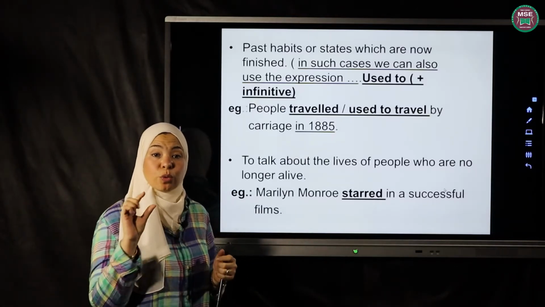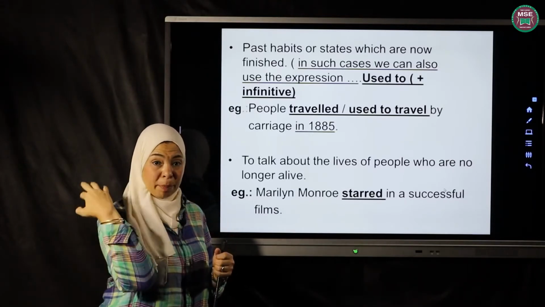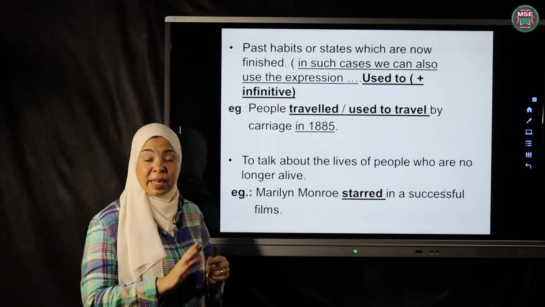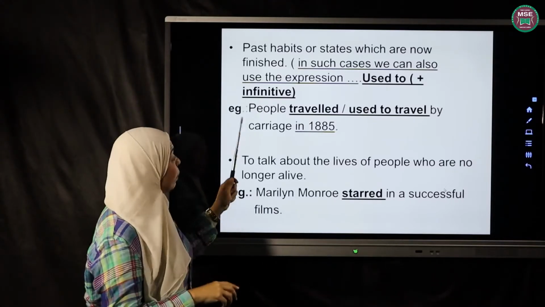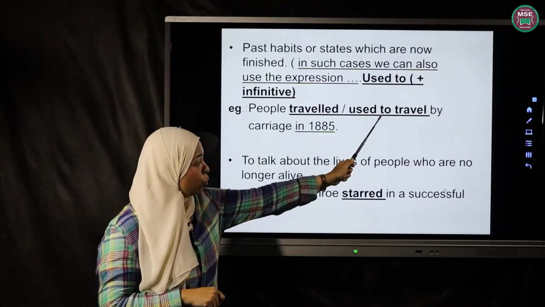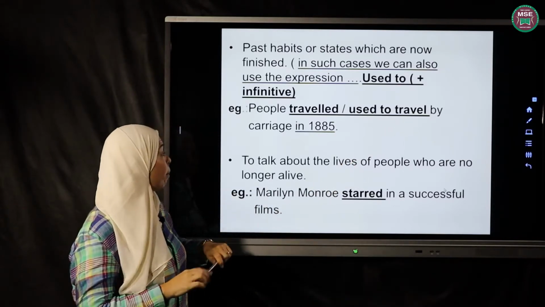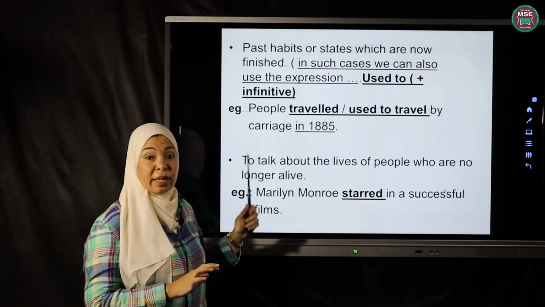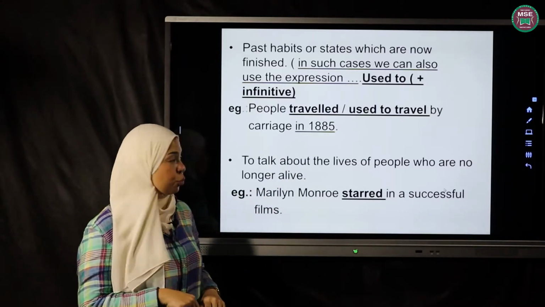When I say I used to ride a bicycle, this means that riding the bicycle was a past habit. Nowadays, I don't do this anymore. People traveled, or used to travel, by carriage. You see, used to plus infinitive. "Used to" should be followed by an infinitive form of the verb. In 1885, people used to travel by using the carriage.